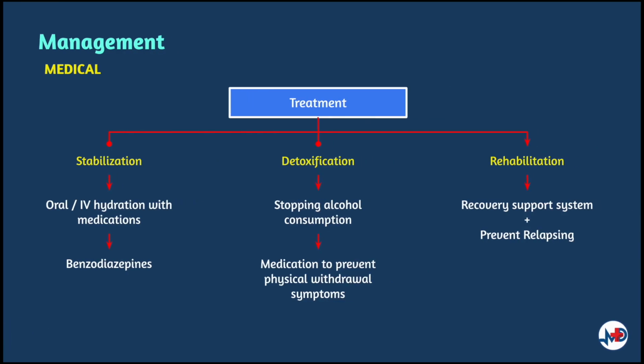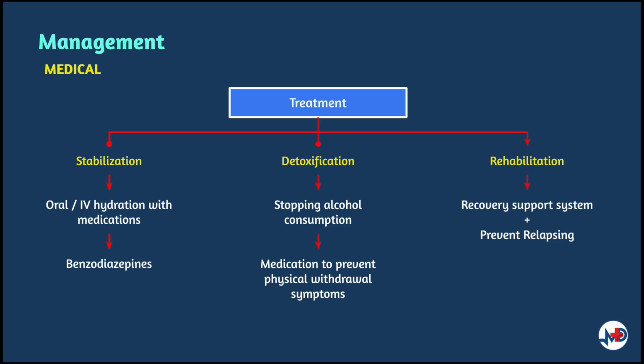So what is the first step in treatment of alcohol use disorder? The first step in treatment is brief intervention. Following diagnosis, a healthcare professional will work with the person to determine the best course of treatment for alcohol misuse. Let's begin with stabilization.